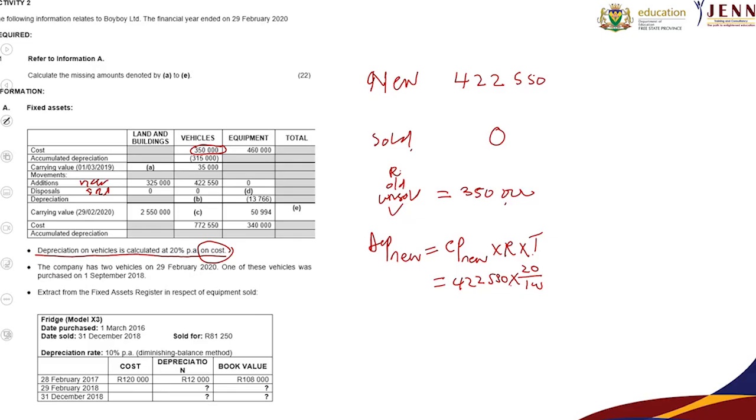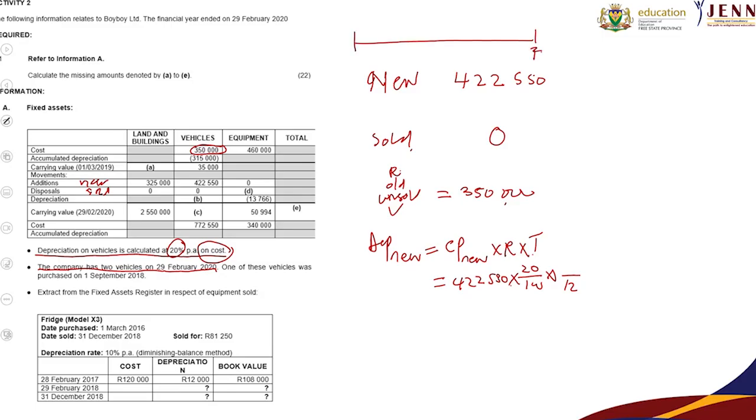They said the rate, it is how much? 20%. Then it's 20 over 100. Then we multiply by the time frame. The time frame is over 12, right? And then now we need to identify when we bought this new vehicle. They are saying the company has 2 vehicles on 29 February 2020. When is 29 February 2020?